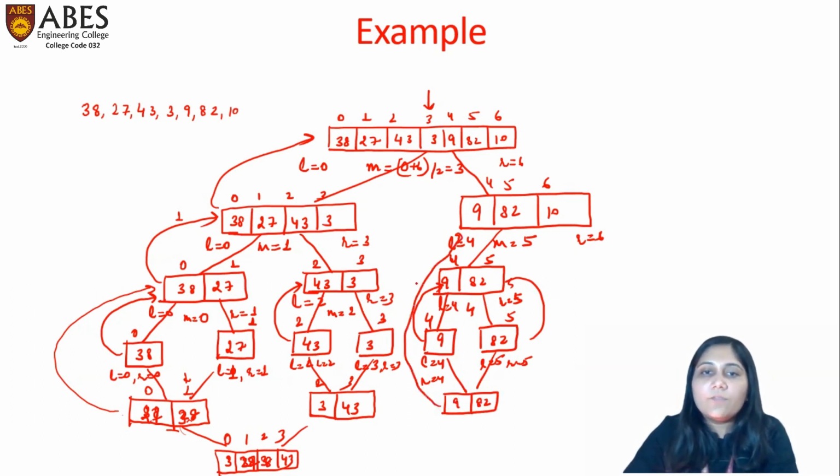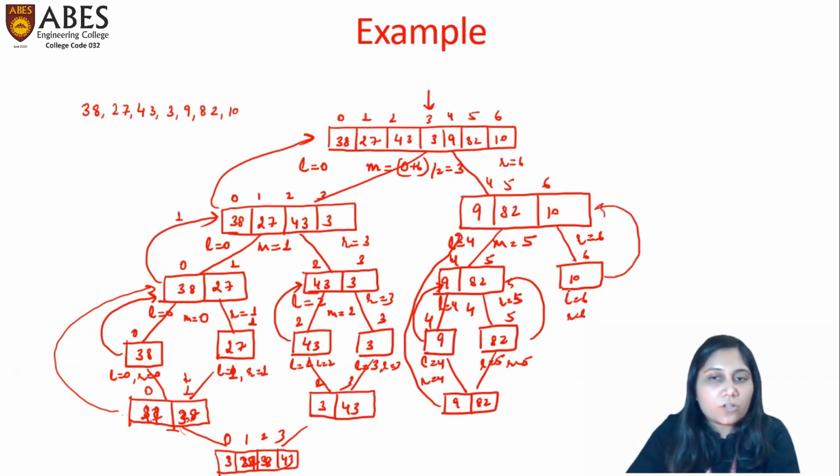So we are moving ahead. We will go up and we will see to the right side. So the right side is 10. Here it is the 6th index. So your L is 6, your R is 6. 6 is less than 6? It is false. If it is false, it means that you have completed the right part also.